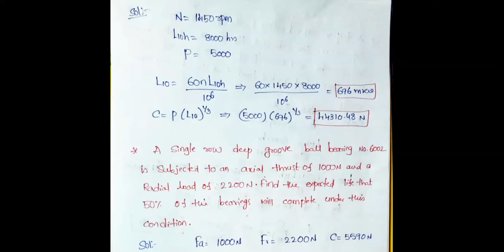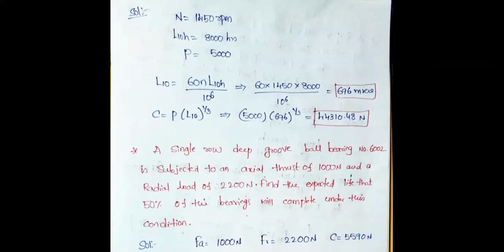Next, the axial load value is given, 1000 newtons. Please observe the notation of axial load. What is it? FA. Notations are very, very important, and terminology is also very important. Axial load or thrust load is notated as FA. FA equals 1000 newtons. And the radial load is mentioned, that is 2200 newtons.